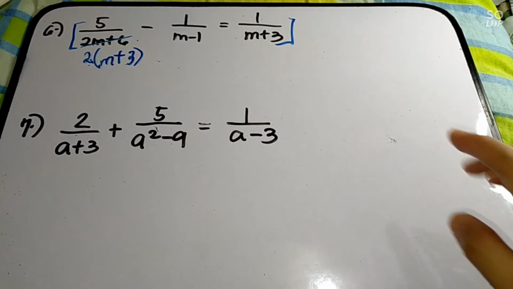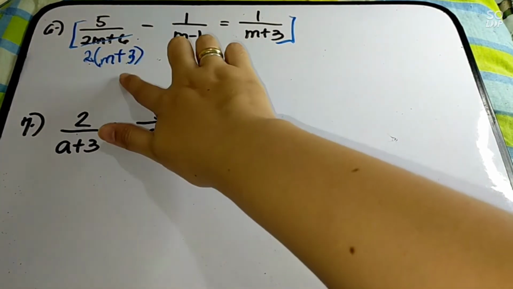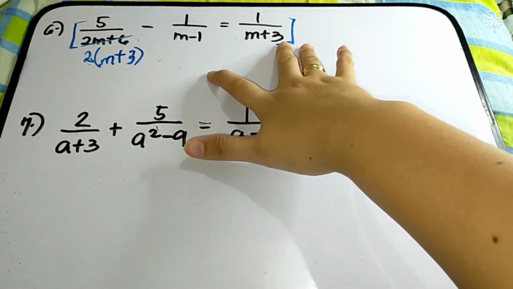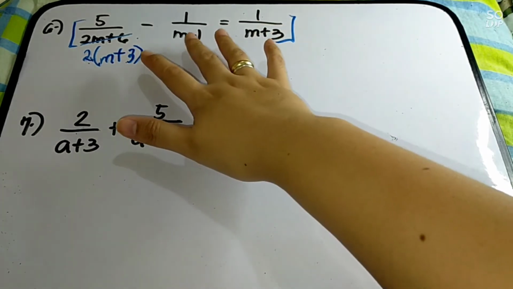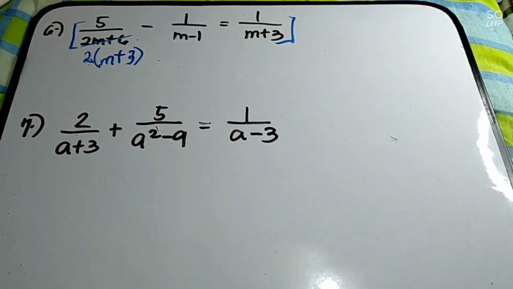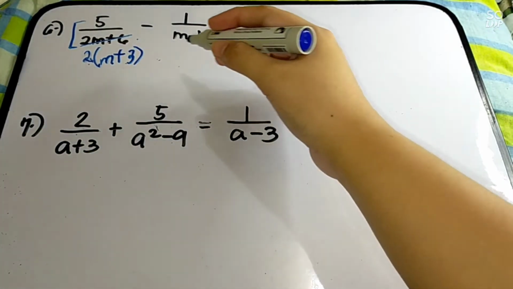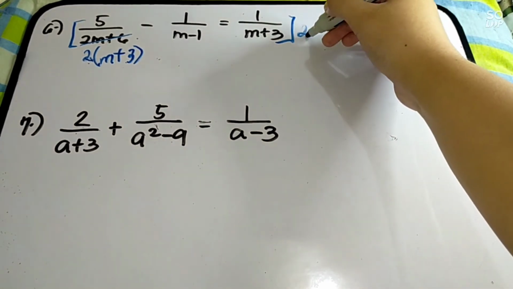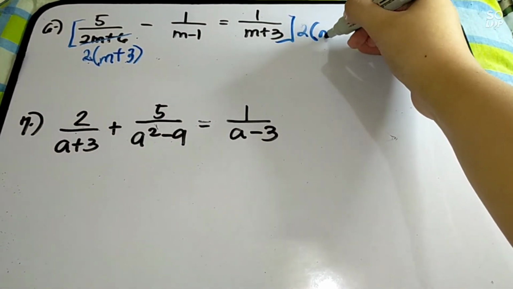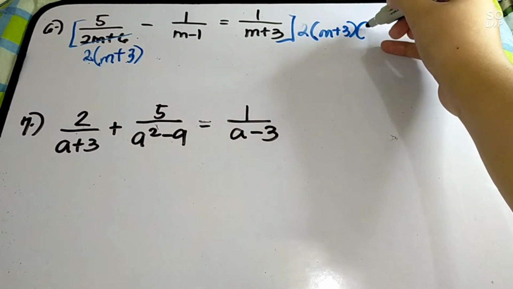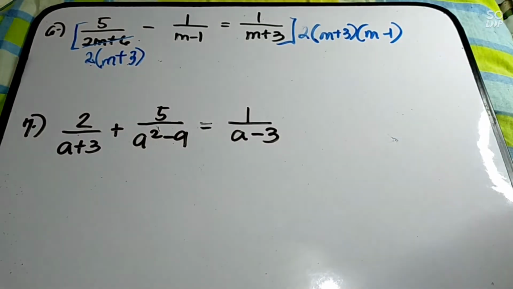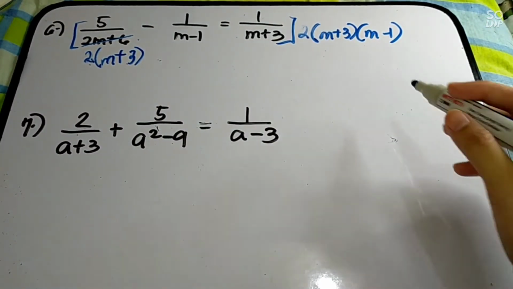Then, afterwards, tingnan nyo kung may common. May common si m plus 3 at saka si m plus 3. Common sila. Then, dun sa m minus 1 at saka 2, wala na. So, meaning, ang pinaka-LCM lang natin, we have here 2, then si m plus 3, at saka si m minus 1. That is it. Then, we are going to divide na.